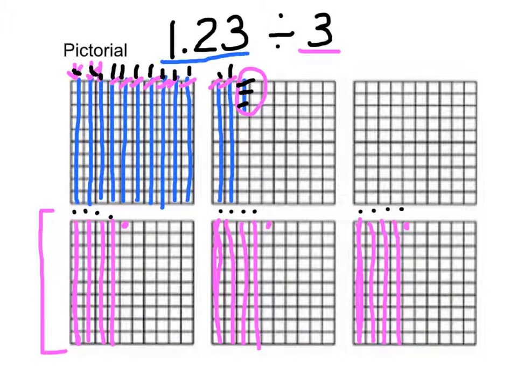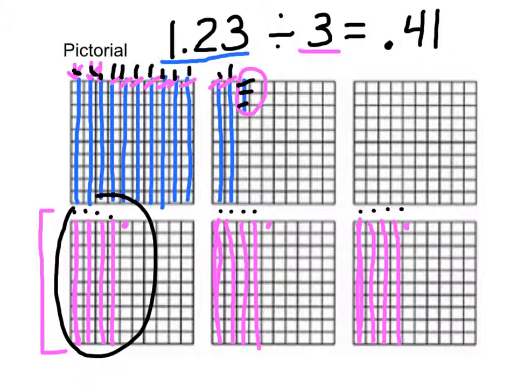So if we count in each group here, I've got 1/10, 2/10, 3/10, 4/10, and then that 1, that's 41 hundredths. So my answer, or the quotient, is going to be 41 hundredths, because that's how much I had in each group here.